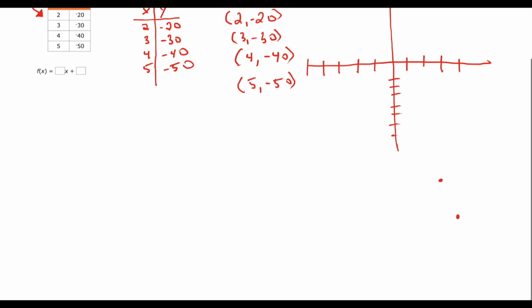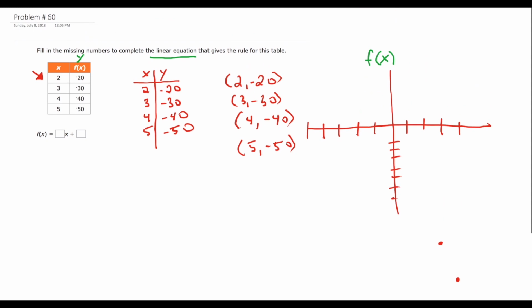And look at what are all these dots kind of forming? A line. And we knew that anyway because in the problem it said we had a linear equation. That means all these dots will form a line. If you had a quadratic equation and you had a t-chart, what would your shape look like? Make a parabola.